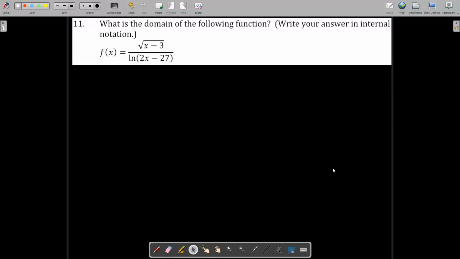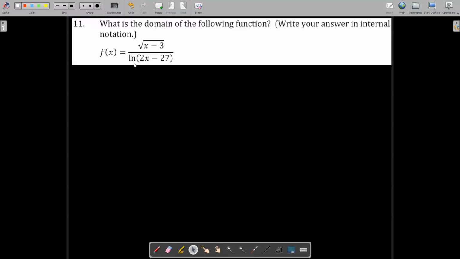All right, what is the domain of the following function? This is question number 11. It says write your answer in interval notation, and it shows us a rational equation. It's got a radical on top, specifically a square root. It's got a logarithm on the bottom, specifically a natural logarithm.